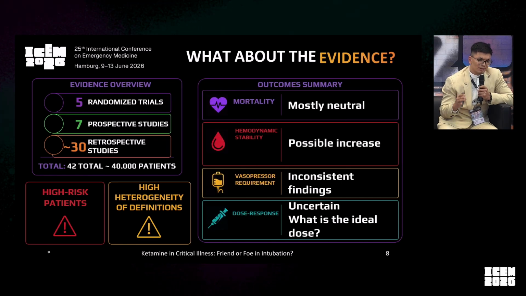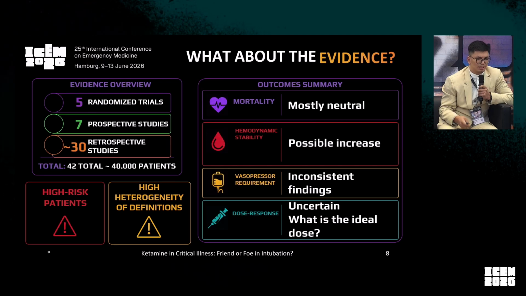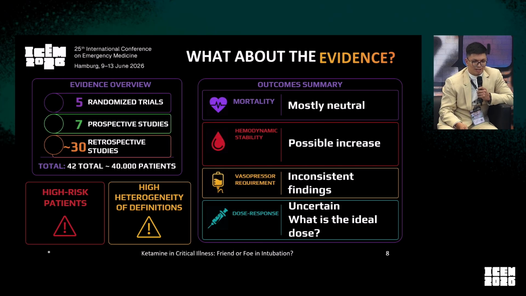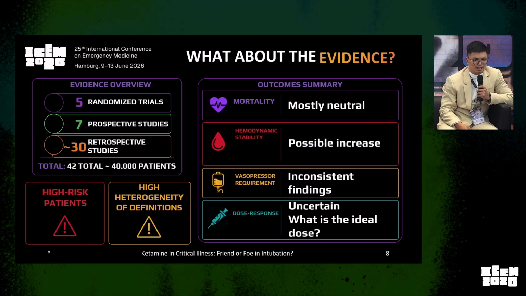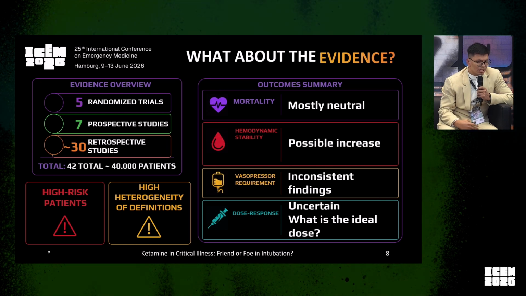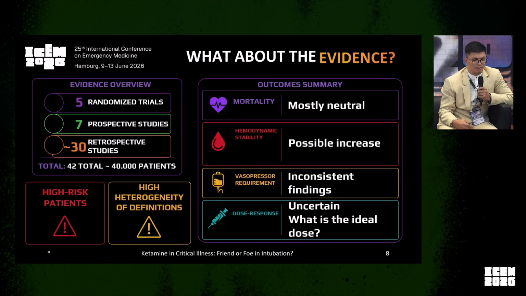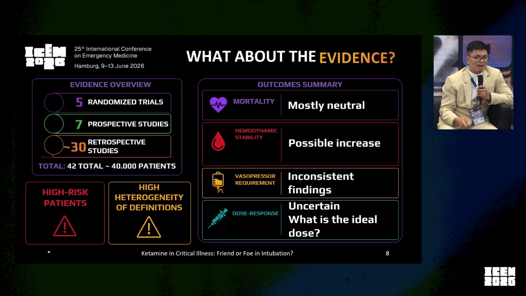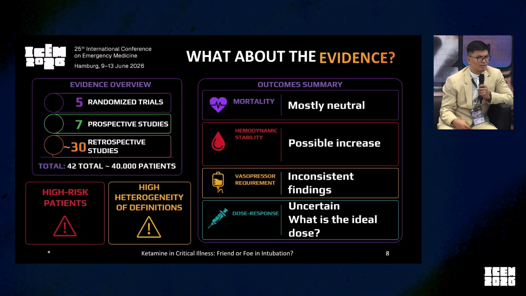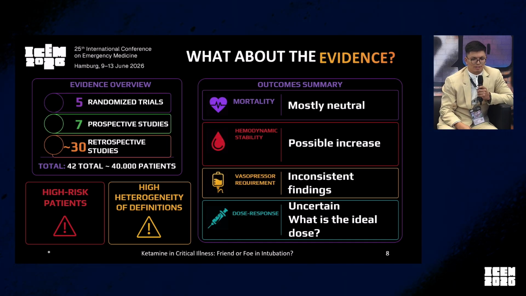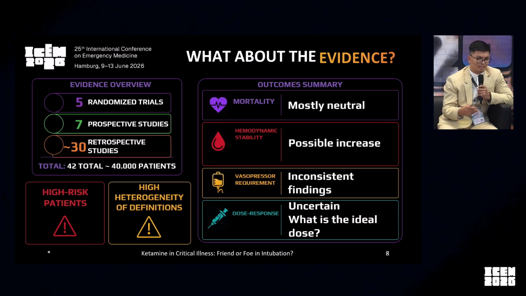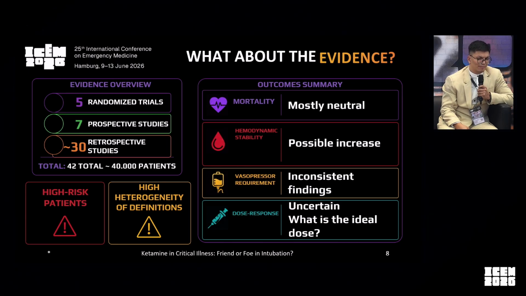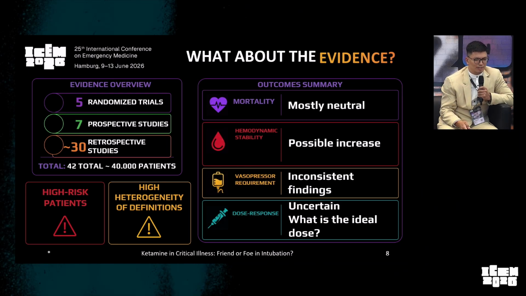And this is a summary of the outcomes that most of the studies tried to evaluate. About mortality, most of the studies found that it was neutral between ketamine and an induction agent like etomidate. But most of them talk about a possible increase in hemodynamic stability. There are inconsistent findings about vasopressor requirements, the new use of vasopressors, and it is uncertain if there is a dose response or what the ideal dose for ketamine is, because as I told you, most of the doses described for ketamine are derived from stable patients and not critical care patients.